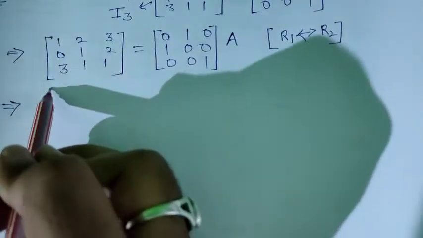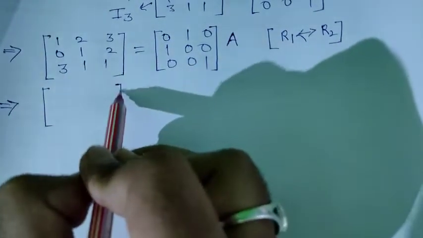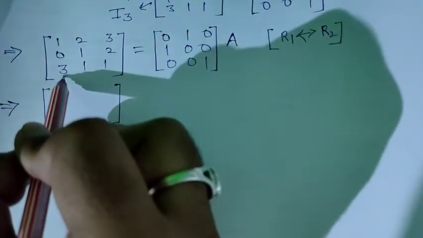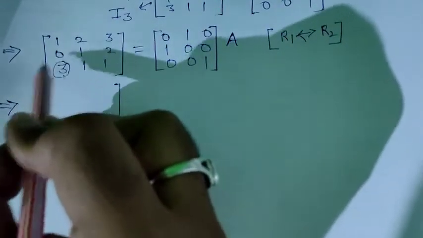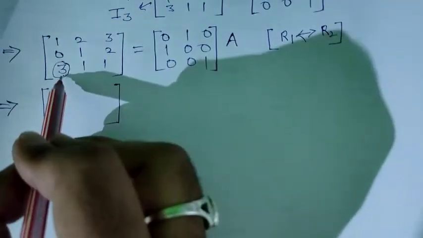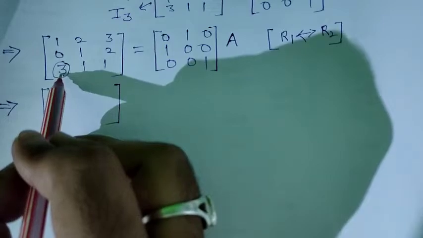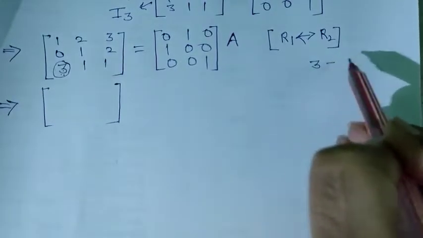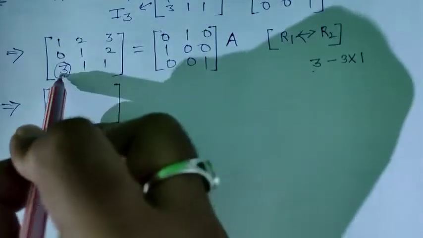Similarly, now our next target is to make it 0. It is already 0 according to the rule or trick I told you. Now this 3 is to be converted into 0. How can we do this? If we multiply, as a number, if I multiply 3 minus 3 into 1, if I do this procedure, then I'll be getting 0 in place of this.